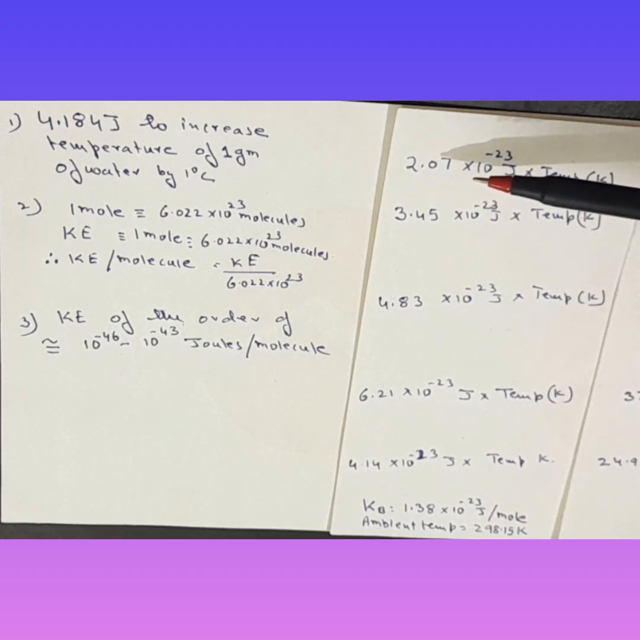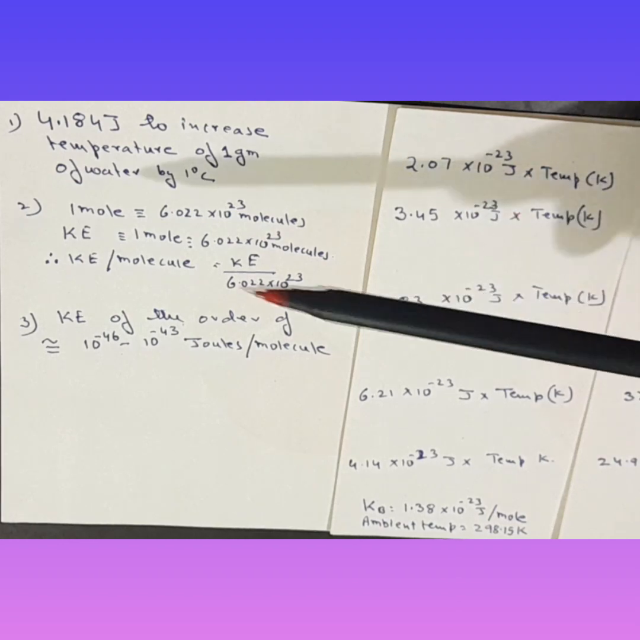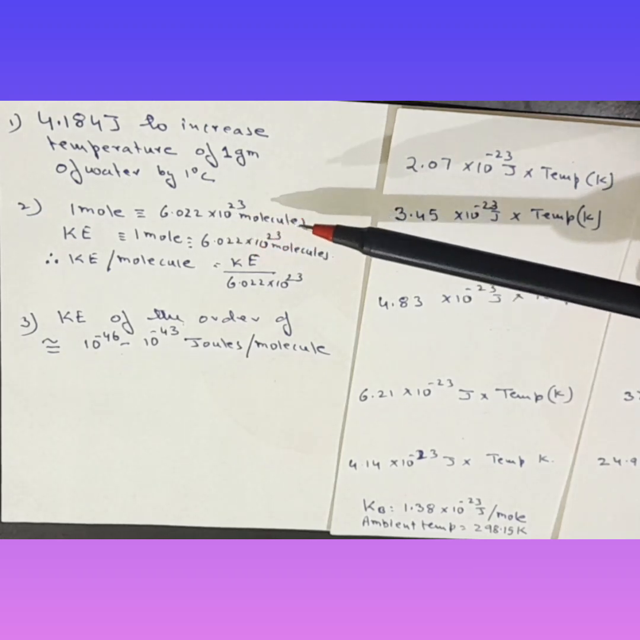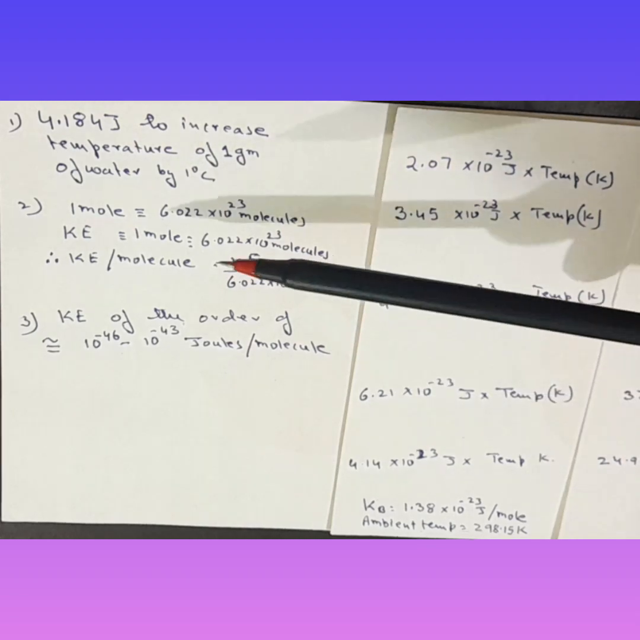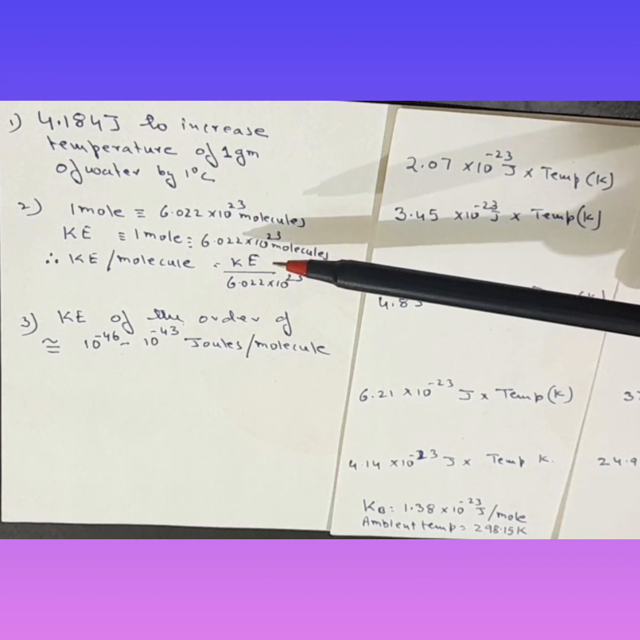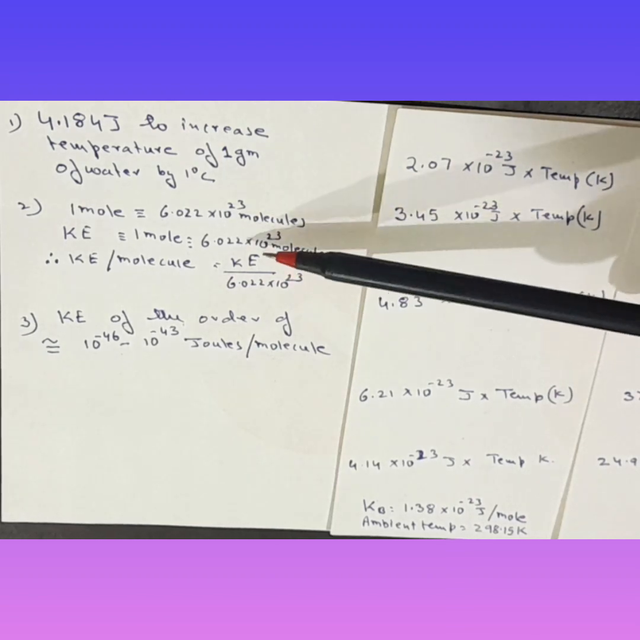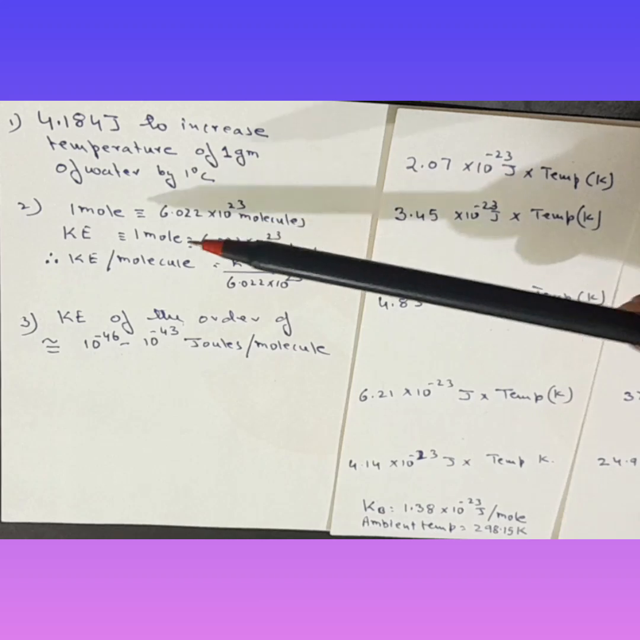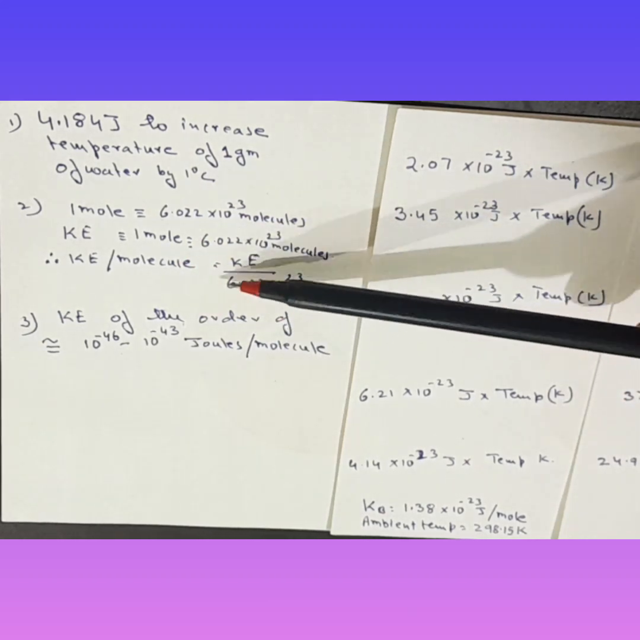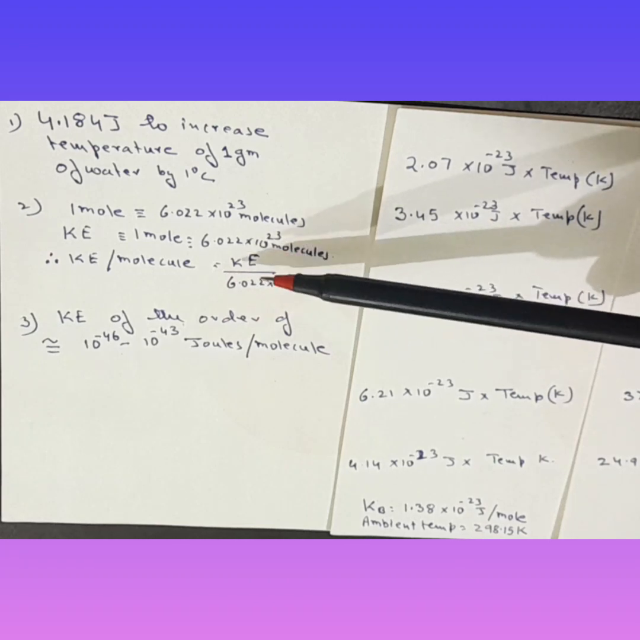Now, if I am interested in finding out per atom or per molecule, then obviously this has to be divided by Avogadro's number. Why? Because we know 1 mole corresponds to 6.022 into 10 raised to 23 molecules. So if I want to find out for 1 molecule, the value whatever we got for 1 mole has to be divided by this parameter, Avogadro's number. So KE divided by this.